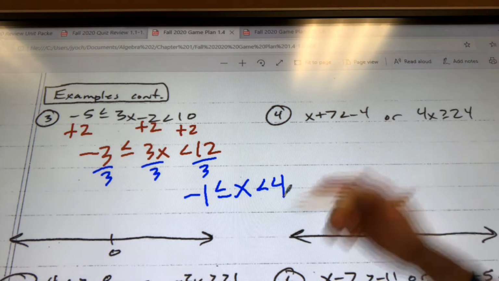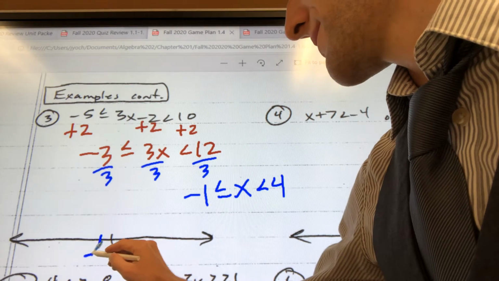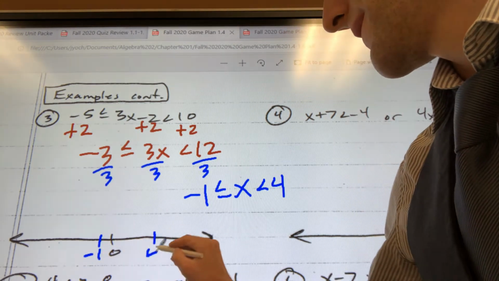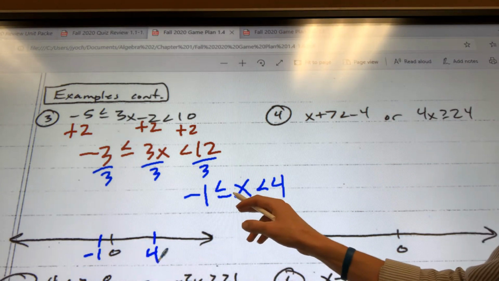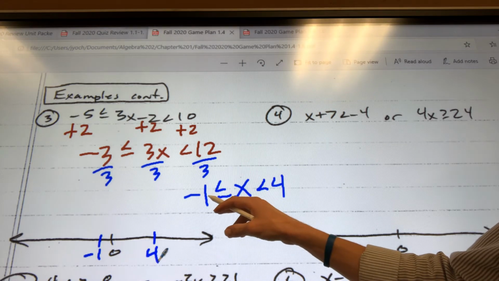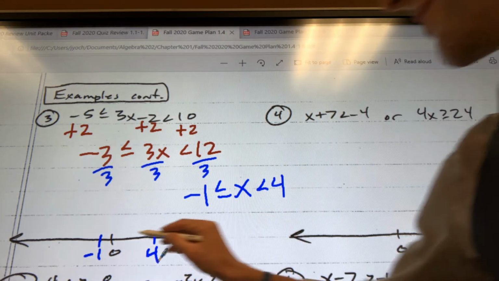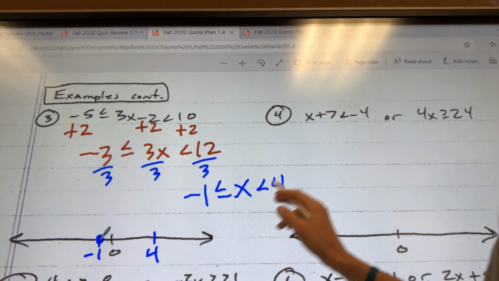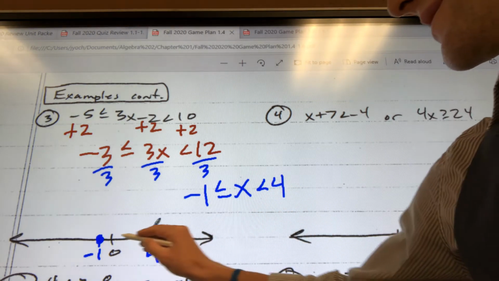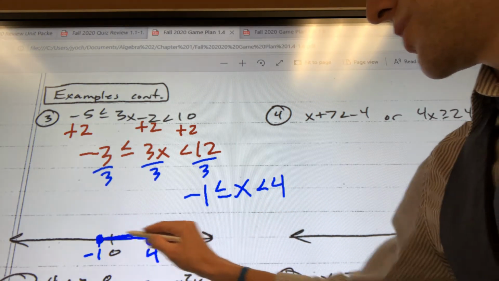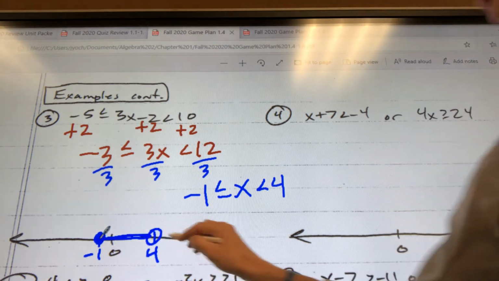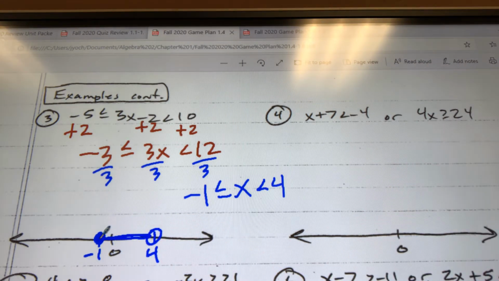So x is between negative 1 and 4 in some regard. There's negative 1. There's 4. X is allowed to be negative 1. Negative 1 is less than or equal to x. X is not allowed to be 4 because it has to be less than 4, it says. So closed circle around negative 1. Open circle around 4. All right, that is number 3.